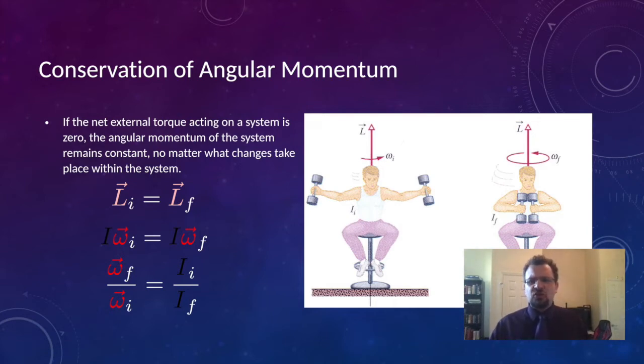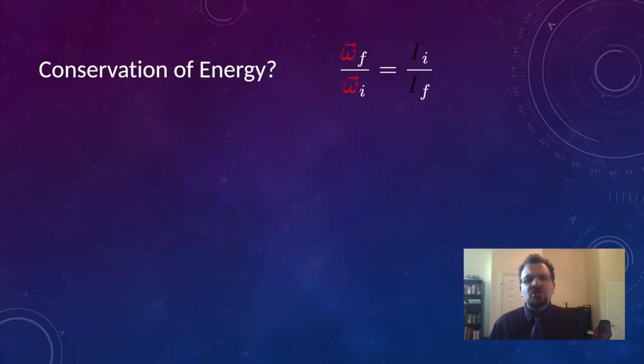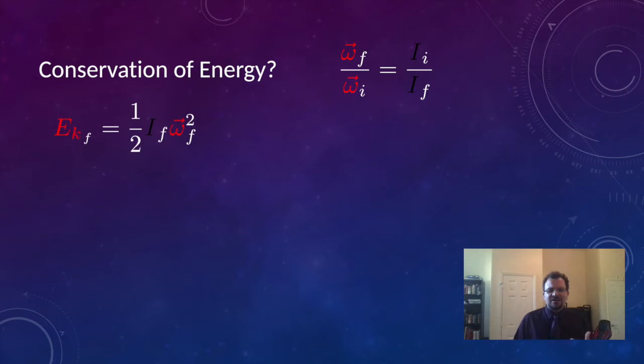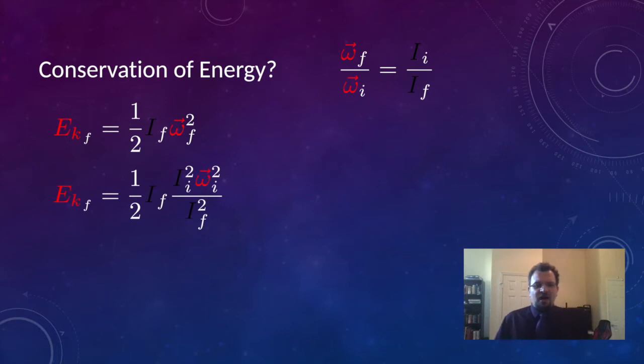But what does this do to the kinetic energy? So this is the equation that we found last slide. And let's go ahead and plug that into our kinetic energy equations. So the final kinetic energy is equal to 1/2 times the final moment of inertia times the final angular velocity squared. We can do a substitution using that equation that we found on the previous slide, and it does in fact look like an absolute mess because there's a whole bunch of squares and subscripts floating around here.